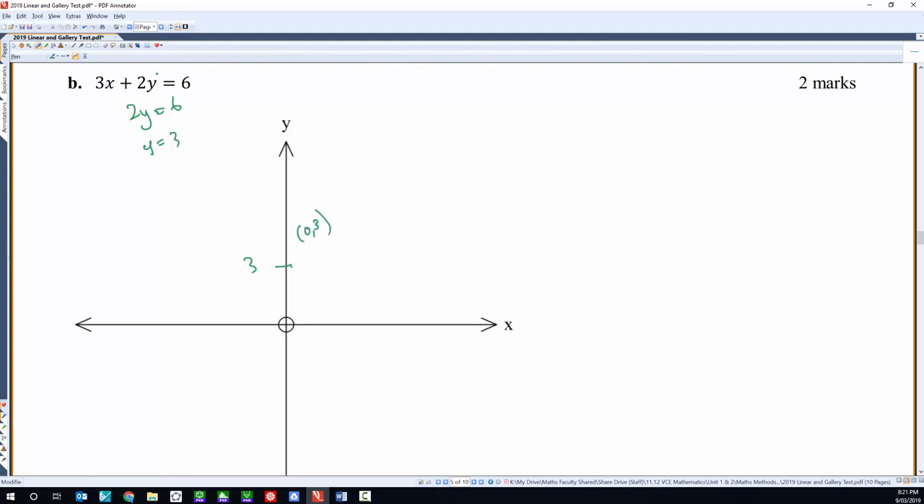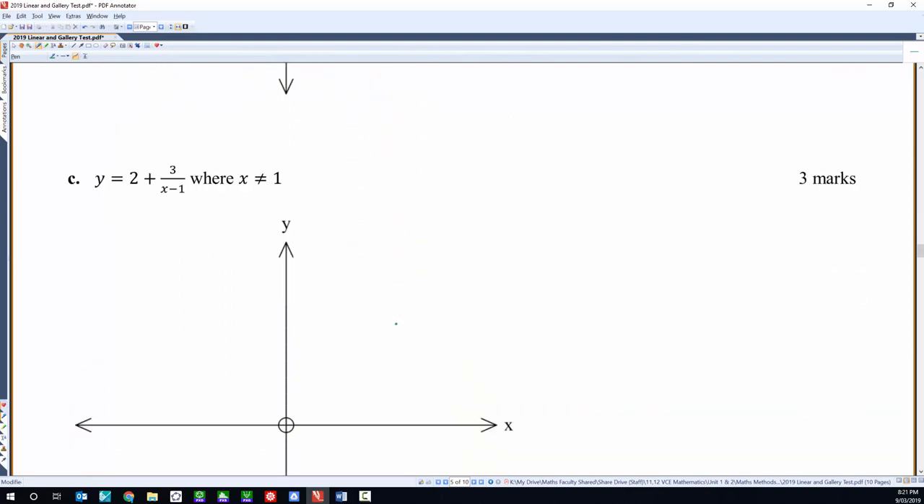The x-intercept occurs when y is equal to 0, so that's going to be 3x equals 6, x is equal to 2. Okay, so 2 is there, 2, 0. Again, you'd need to pick up your ruler and draw this, but I can't use a ruler on these pads, so that's my best effort.